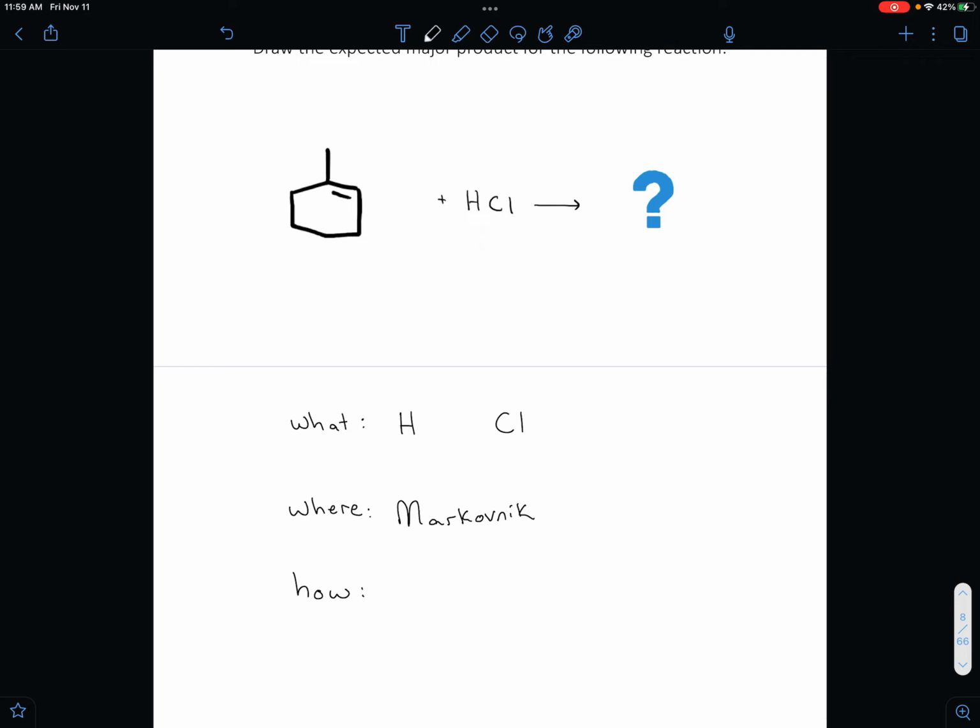So, Markovnikov. So hydrogen to less substituted carbon. And the other thing is that this can have rearrangement. It won't always have rearrangement, but you have to watch out for it.